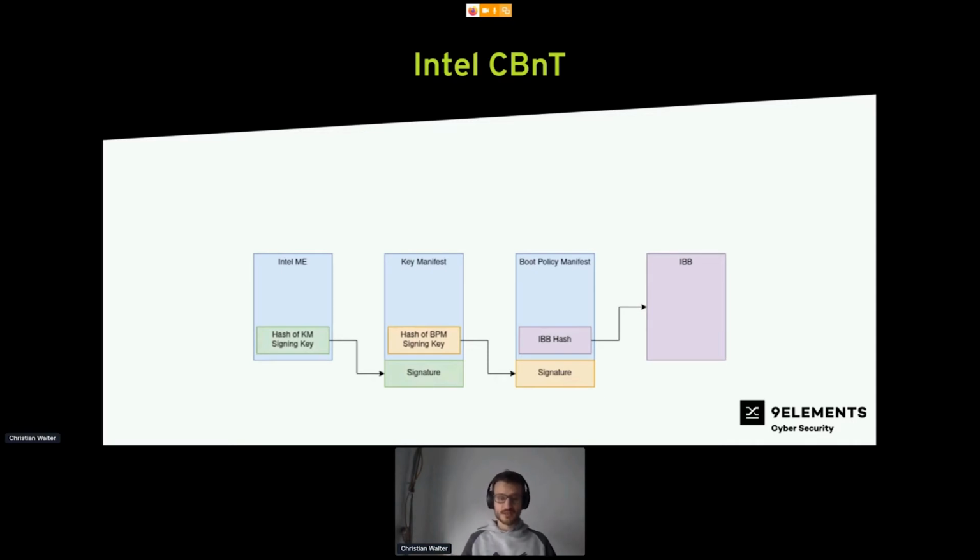If that is also the case, CBNT knows, okay, you have the right hash of the key manifest in the ME, and you have the right hash from the boot policy manifest in the key manifest. Now I can check your IBBs. You can define multiple IBBs, and it goes through the list of IBBs that you have in your boot policy manifest and gets all the IBBs, measures them all together, and checks if all the hash values are correct. If the hash values are correct, it does start the reset vector of your CPU, and your BIOS can actually take over, right? This is how you set up the trusted computing base with CBNT.